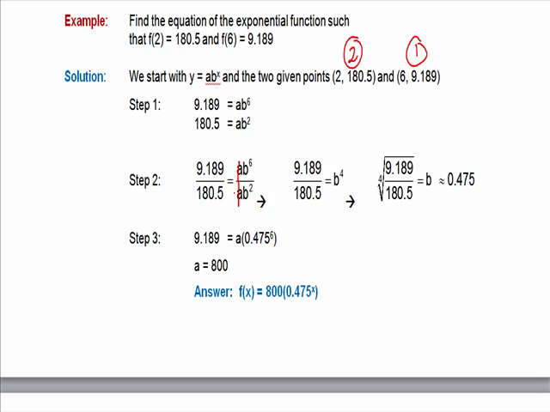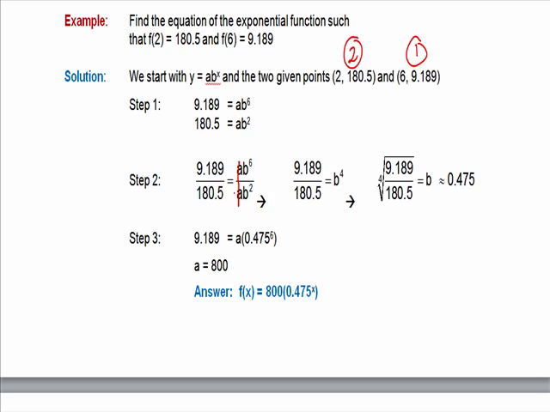Now I need to solve for b. Notice the exponent is a number, so we take the 4th root. We don't take the log. We only take the log when the exponent is the variable. So we'll take the 4th root of 9.189 divided by 180.5. And when I do that, I get a b that is approximately 0.475.